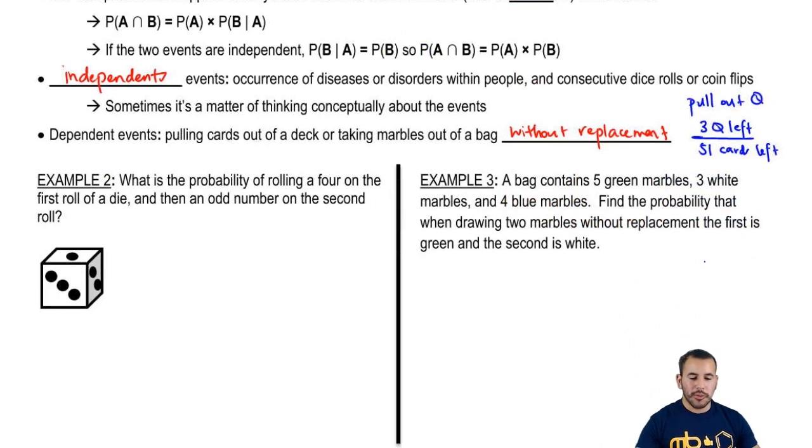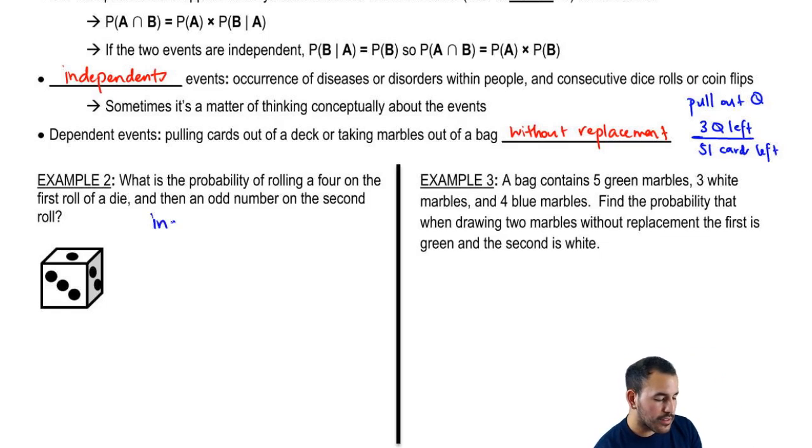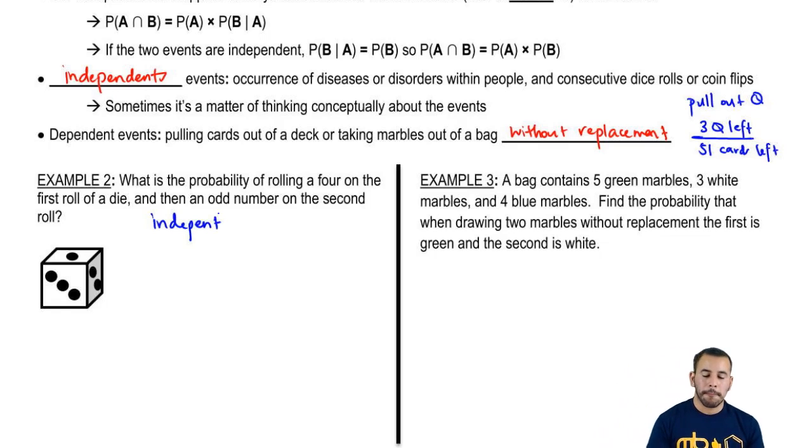So example 2: what's the probability of rolling a 4 on the first roll of a die, and then an odd number on the second roll? So dice rolls. If it's a fair die, nothing's really happening. Are these events independent or dependent? They're going to be independent, because one die roll does not affect the other, right?